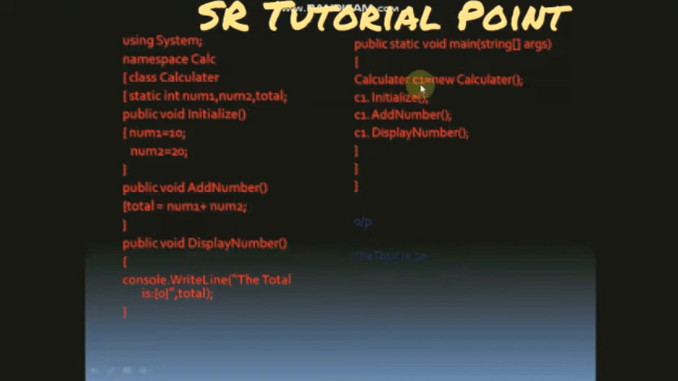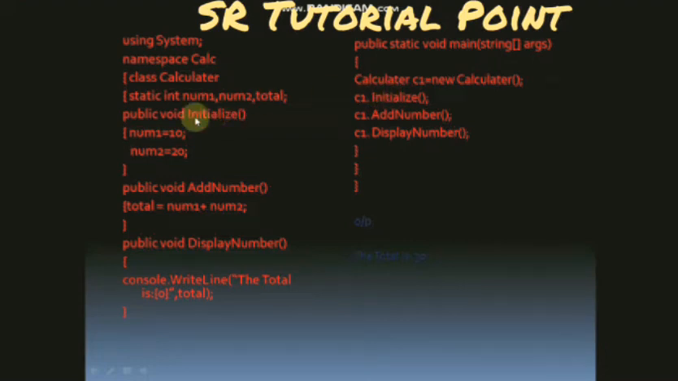Inside that, Calculator c1 equal to new Calculator. What is this? This is a class name, and this is an object name. I created an object using the new keyword. The new keyword is used to create an object for the class which I declared here. Then c1.Initialize. This is an object name. Using that object name, I am going to invoke this function.